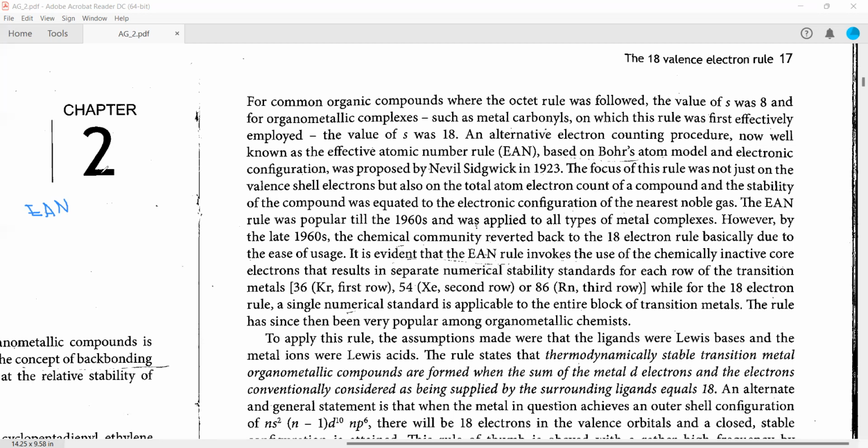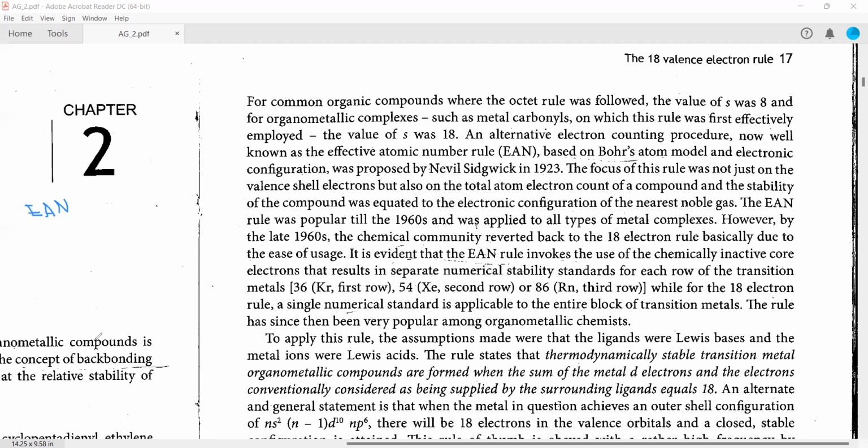But what is the reason behind not using EAN and introducing a new technique for telling about the stability of the metal complex, that is the 18 electron rule? The reason is written here. It is evident that the EAN rule invokes the use of the chemically inactive core electrons, which results in separate numerical stability standards for each row of the transition metals. For example, for 3d series metals, the standard numerical value is 36. But for 4d, it is 54, and for 5d it is 86. So this stability standard is different for different series of metals, which was not good.